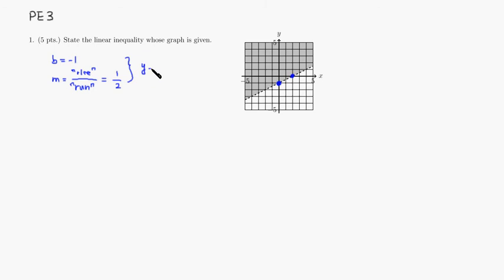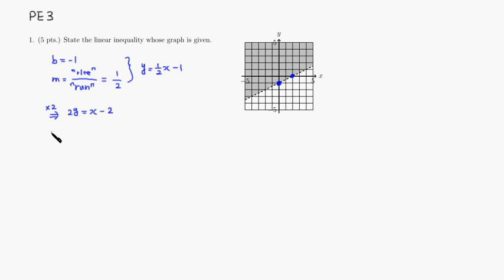Using these two pieces of information, we can come up with the equation for the borderline: y equals slope times x, and -1 as the y-intercept. You don't need to do this, but to make it look a little better, I'm going to multiply both sides by 2. That way you have 2y equals x minus 2.